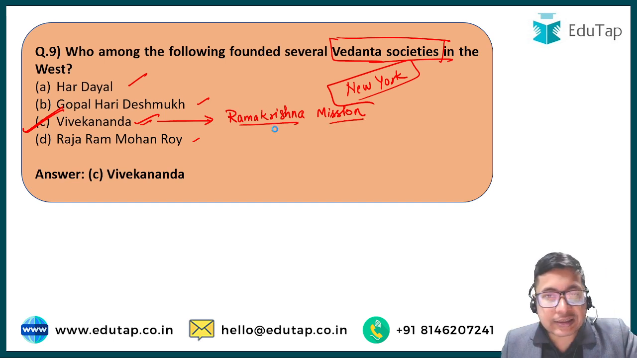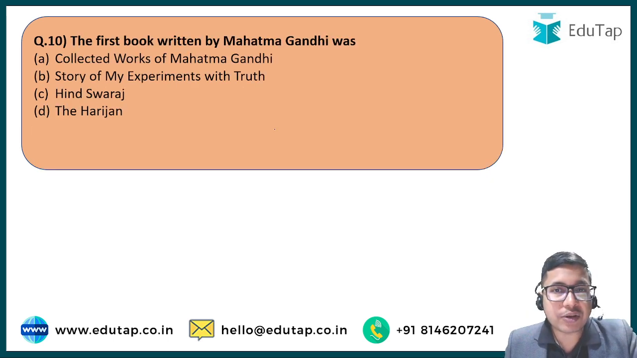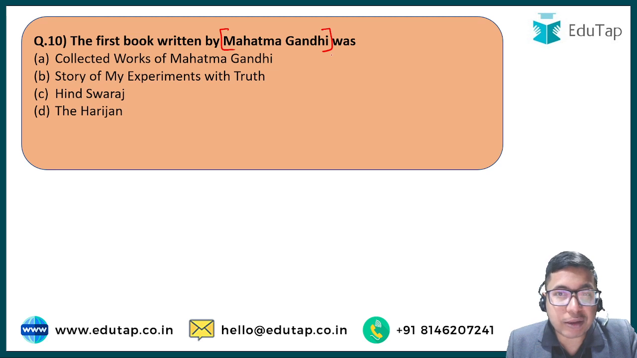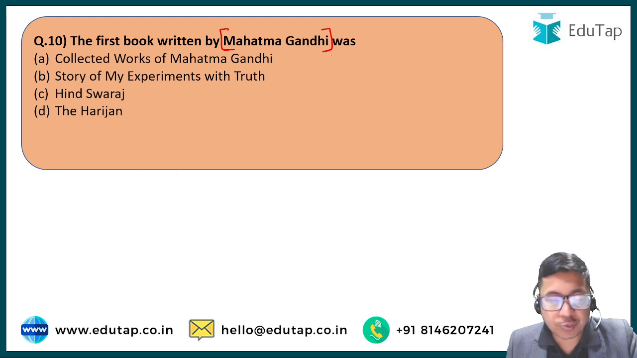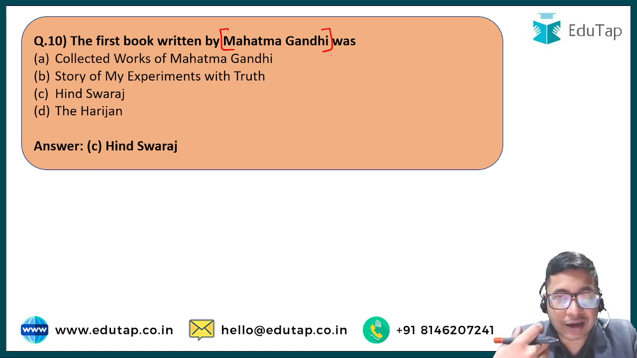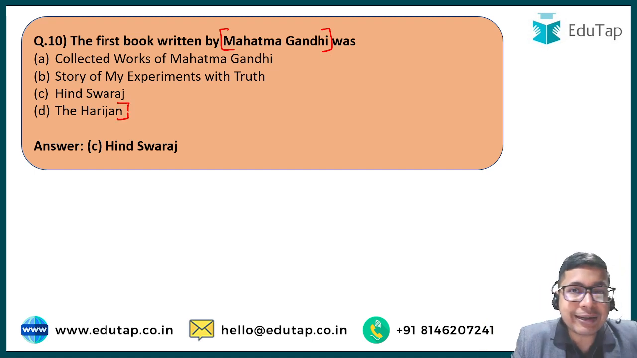Okay. Next up is the last question of the day, and this question is about the first book which was written by Mahatma Gandhi. The first book which was written by Mahatma Gandhi was option A, Collected Works of Mahatma Gandhi, option B, Story of My Experiments with Truth, option C, Hind Swaraj, and option D, The Harijan. The correct answer has to be option C, the Hind Swaraj, because Mahatma Gandhi went into the business of reform or upliftment of the lower sections of society much later in his life, right?